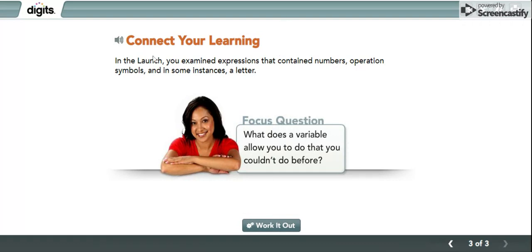Okay, so we examined expressions that contain numbers, operation symbols like addition, subtraction, multiplication, division, and in some instances, a letter. So this is what we want to be thinking about. What does a variable allow you to do that you couldn't do before? So we're going to talk more about this.